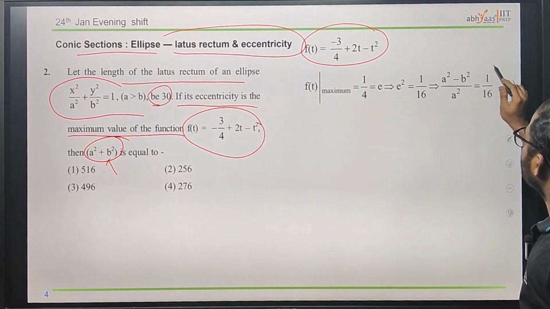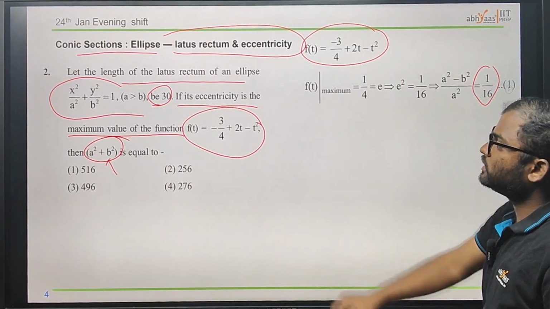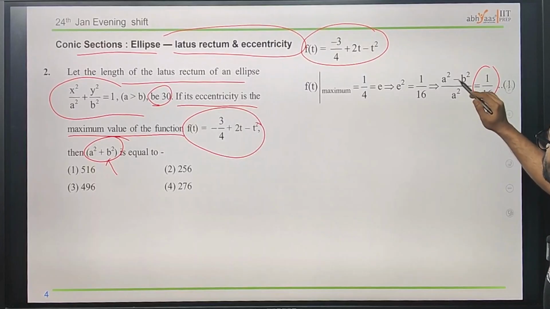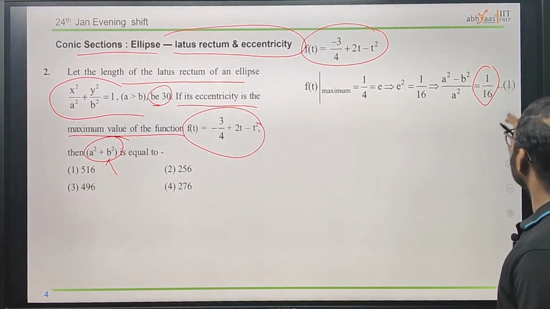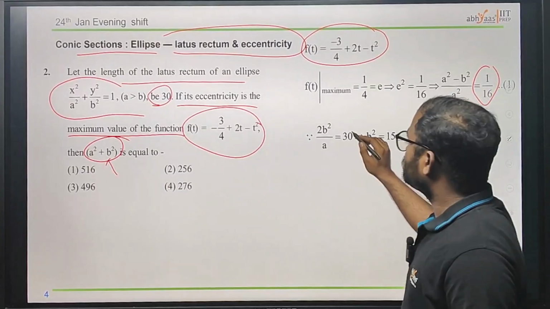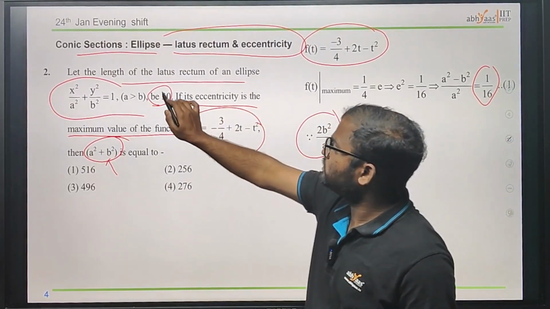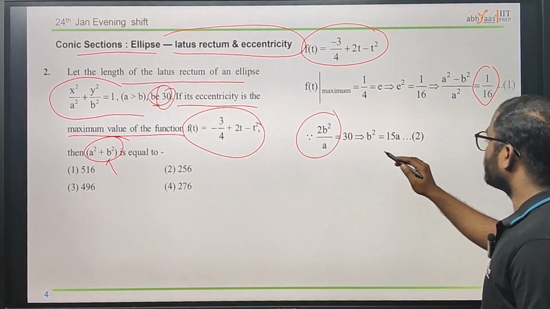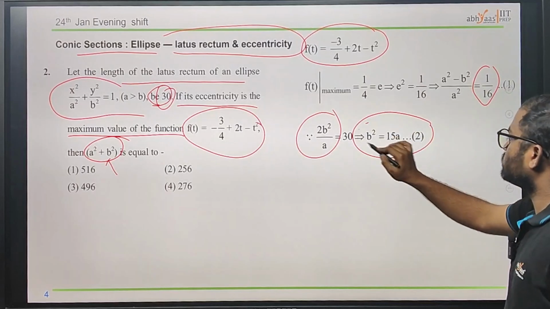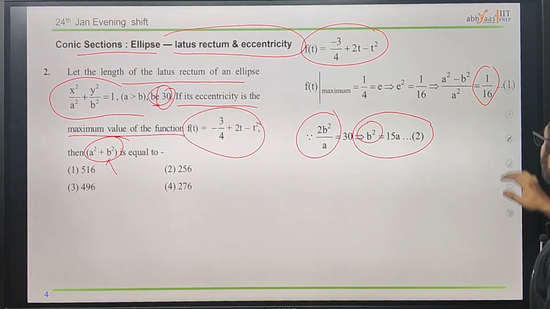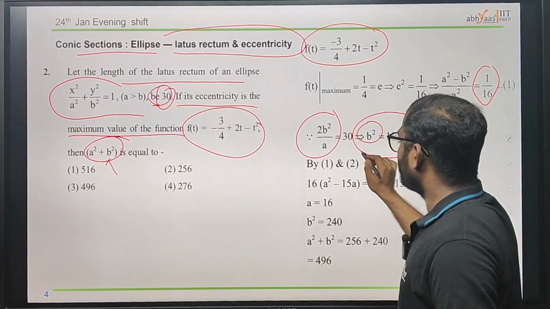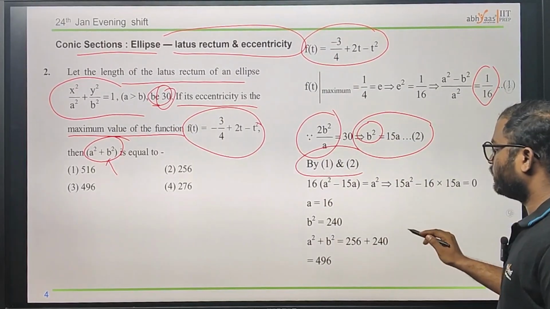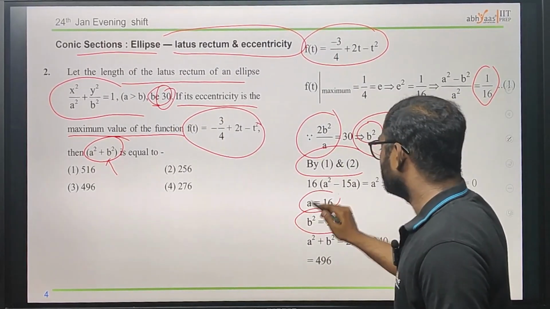By taking the eccentricity of that, which is a horizontal ellipse, we got 1 minus b square divided by a square, which is equal to 1 by 16. Now by using this maximum value and also we have the latus rectum, which is given as 30, we got the second equation as b square is equal to 15a. Now putting this into this, by seeing equations 1 and 2, we get b square is equal to 240 and a as 16.